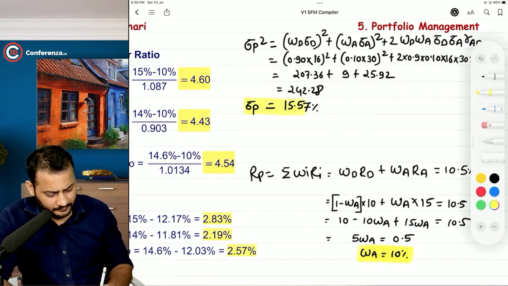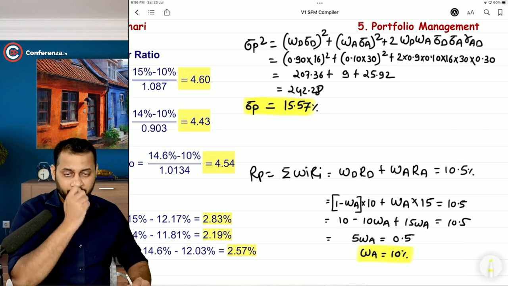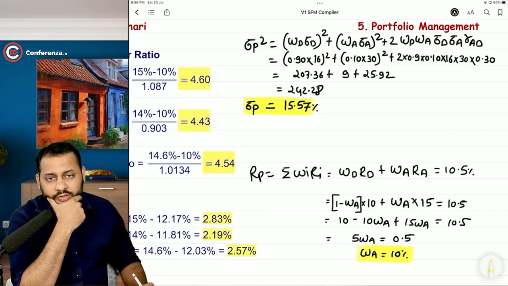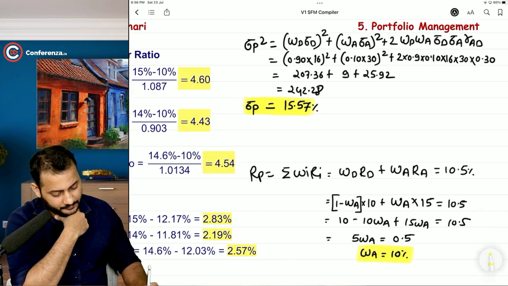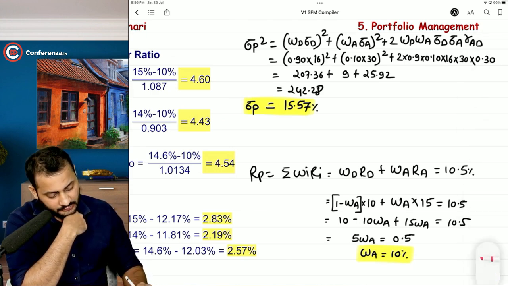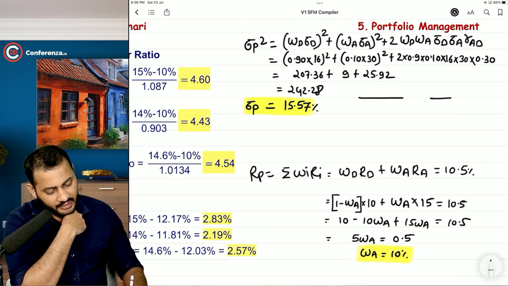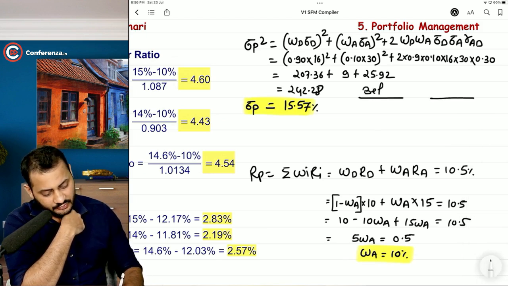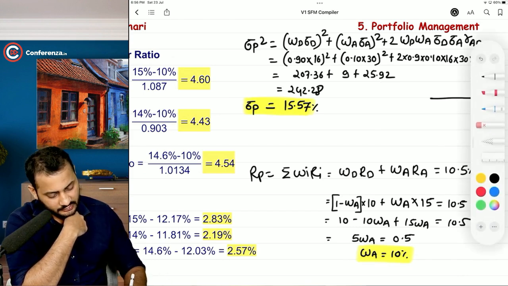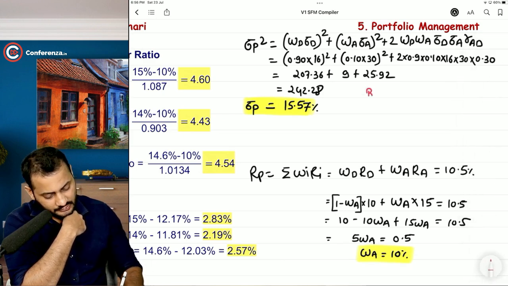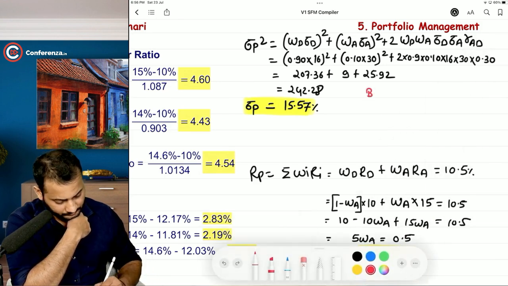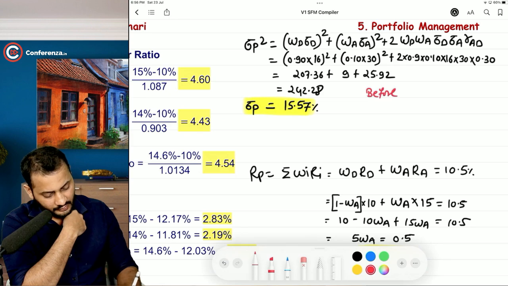Is this a good deal? Yes, sir, it's a good deal to include the stocks of economy A. I will tell you why. Understand one thing: the before and after situation. This is before and this is after. Let me just change the color so that this is before and this is after.